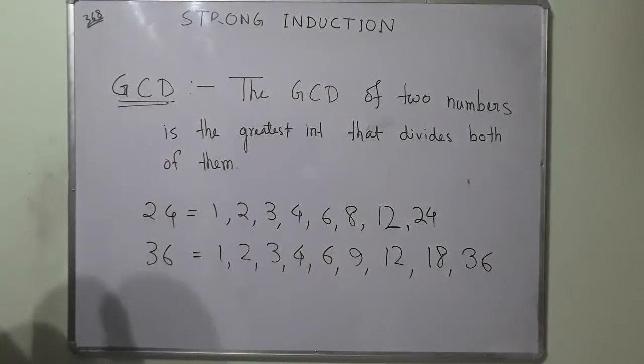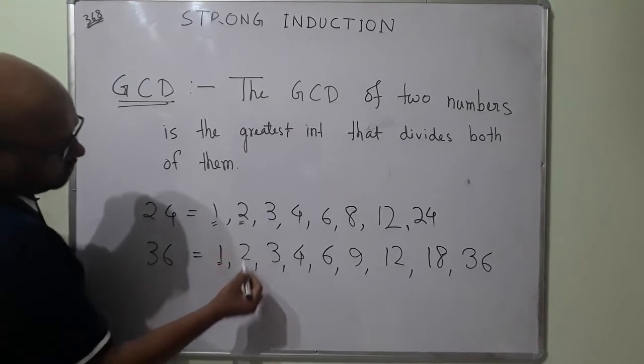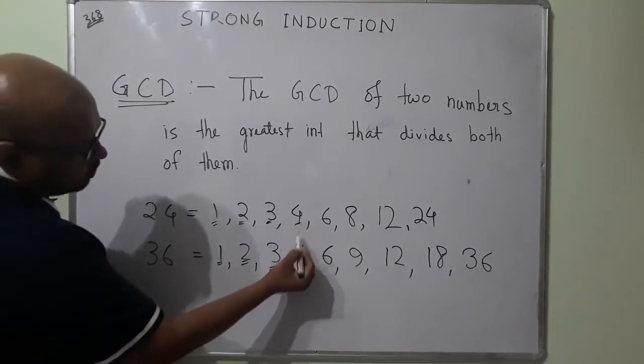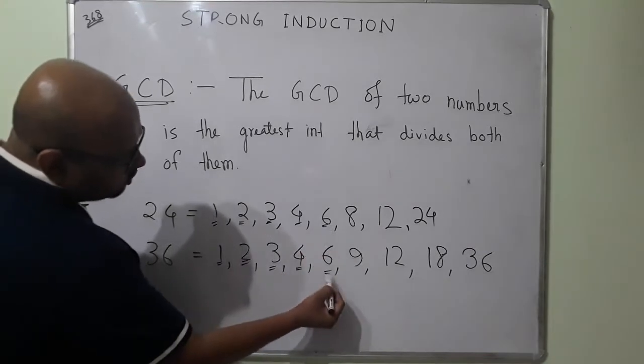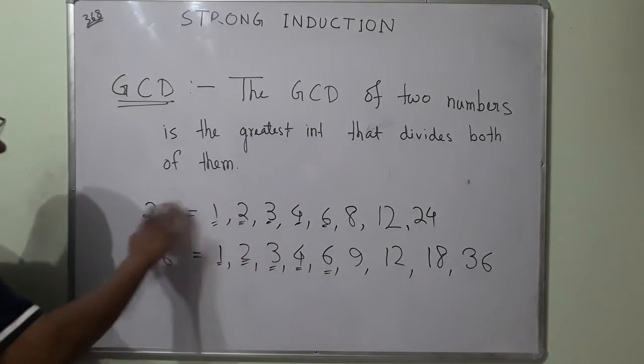We can see that 1 divides both of them. So 1 is a common divisor. 2 divides both of them. 2 is a common divisor. Similarly 3 divides both of them. 4 divides both of them and 6 divides both of them. So all these numbers, 1, 2, 3, 4, 6, all of them divide both of them.